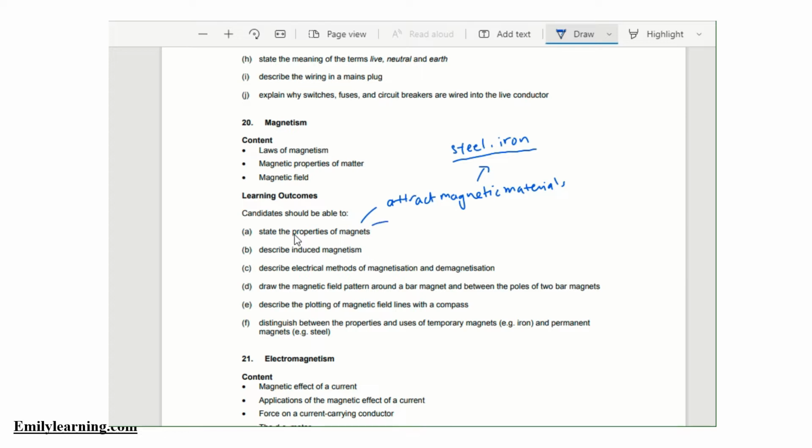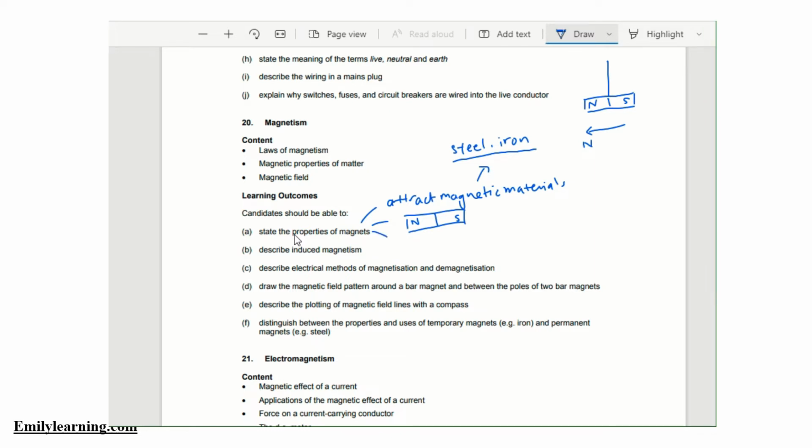When you have a magnet, it will have a north pole as well as a south pole. If I were to suspend a magnet freely, it will spin and finally come to rest with the north pointing to the north position of the earth.